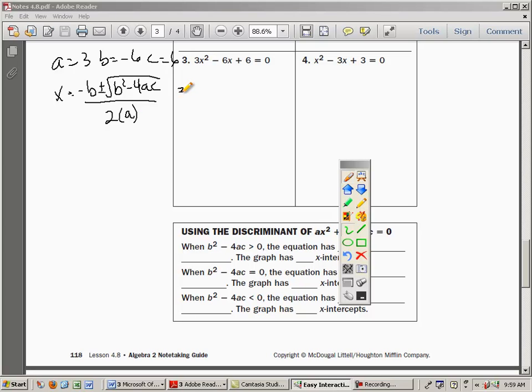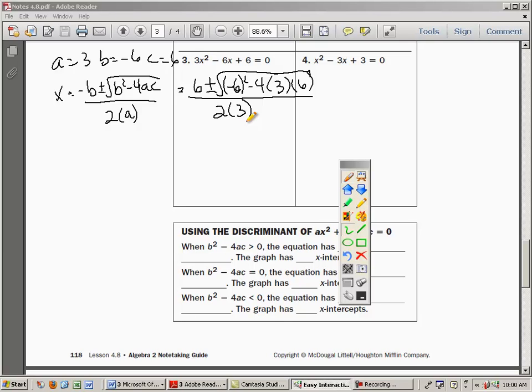This is going to be the opposite of negative 6, which is positive 6, plus or minus the square root of b squared minus 4 times a times c, all over 2 times a. All right, so now what? We're going to go ahead and simplify under the radical.